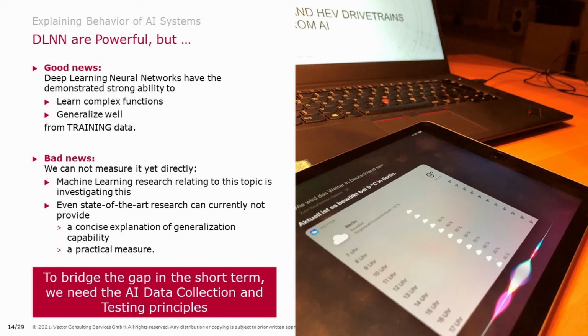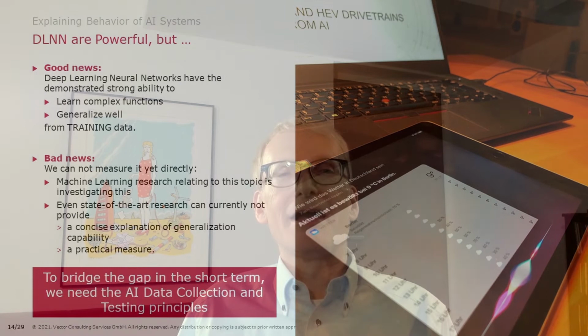If you look at these systems, that really works well today. The bad news is that even recent research cannot tell how well this generalization will be. We do not have a concise explanation of the generalization ability, and we do not have a practical measure for it. So to bridge the gap, we need principles to apply, to do as well as possible and to get the best out of AI.